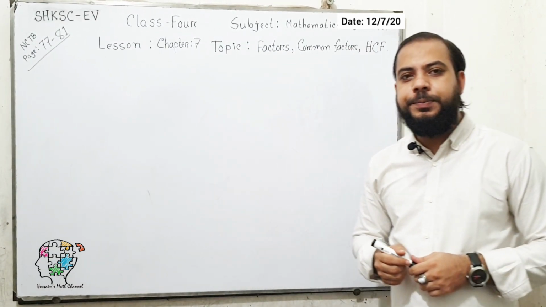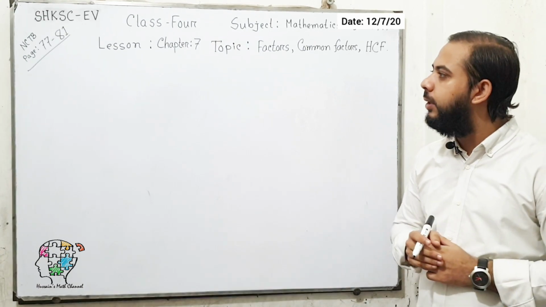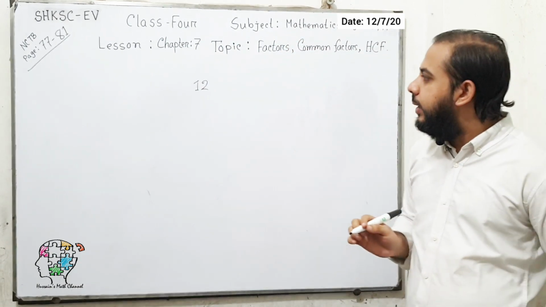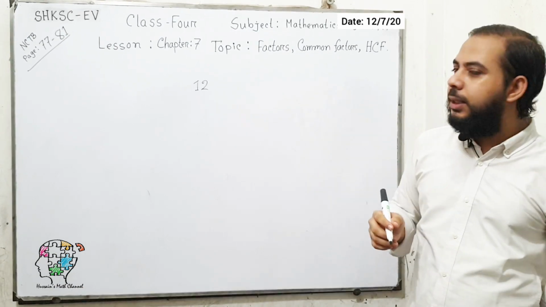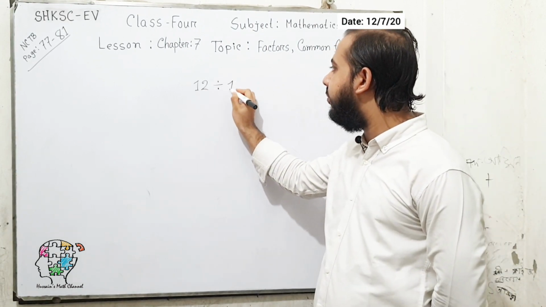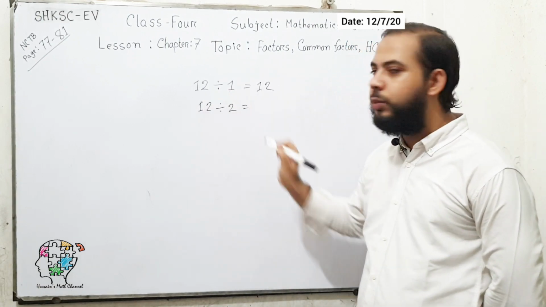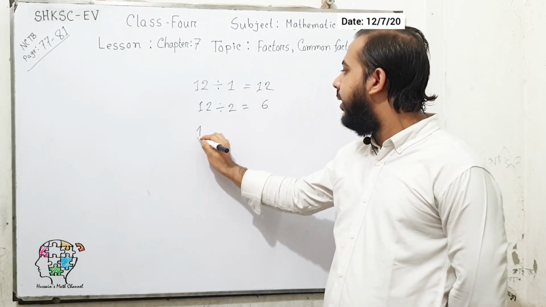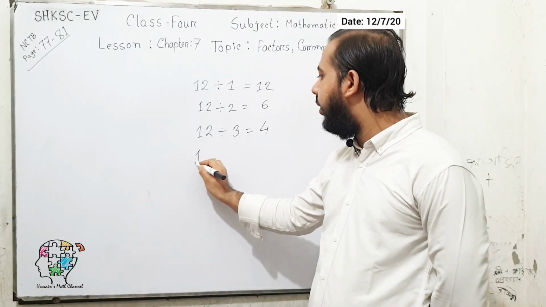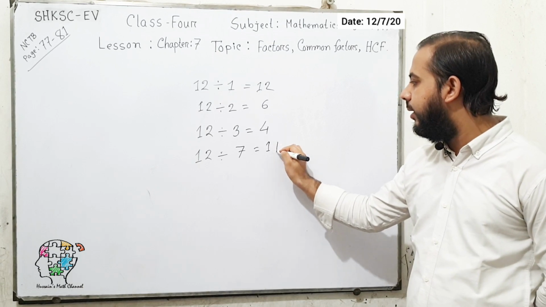Factors are some numbers by which we can divide a specific number. For example, 12. 12 is a number. Now, how many numbers are there by which we can divide this 12? So you see, if we divide 12 by 1, 12 divided by 1 is 12. Now if we divide 12 by 2, we'll get 6. If we divide 12 by 3, we'll get 4. Alright? If we divide 12 by 7, can we divide? 7 ones are 7, and then there will be a remainder of 5.